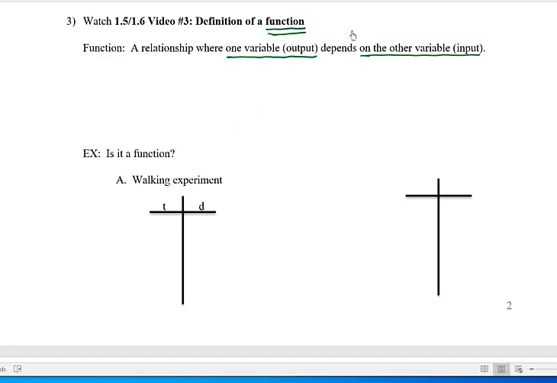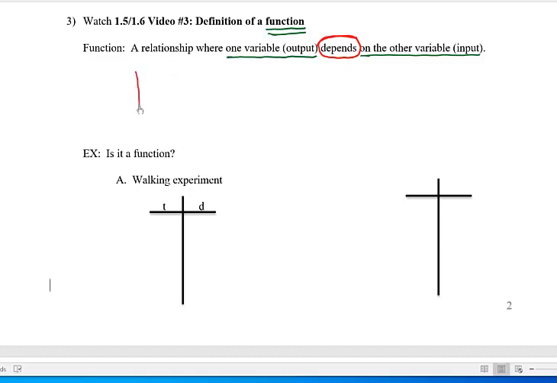Now, in order to make this a little bit more precise, we need to figure out what this means. What do we really mean when we say one variable depends on the other? Essentially what we mean is that if you provide a value for an input, there can be no question as to what the one output is going to be.